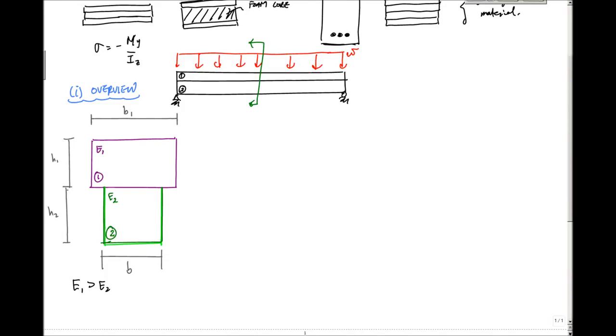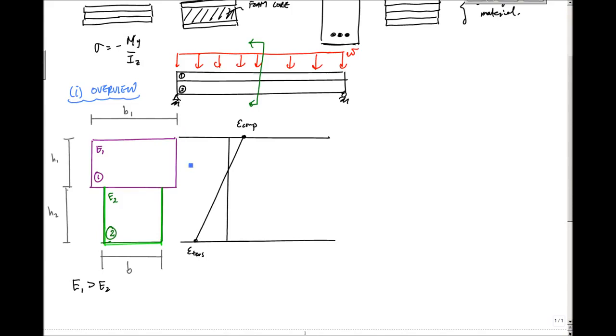Here, if I look at the strain profile of a composite material, assuming none of the materials have yielded, something you can always hang your hat on is that this strain profile is linear. Here I'll call this compressive strain, and here this is my tensile strain. The moment at this cut looks like this, causing compression at the top, tension at the bottom.